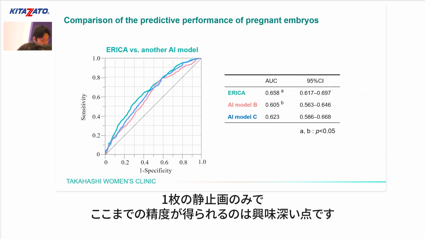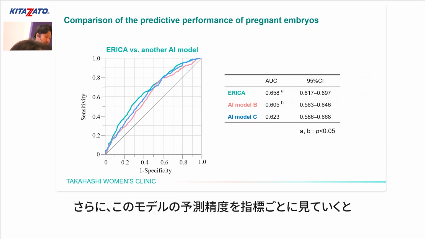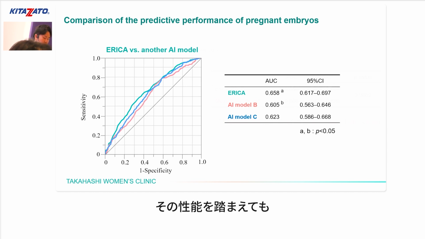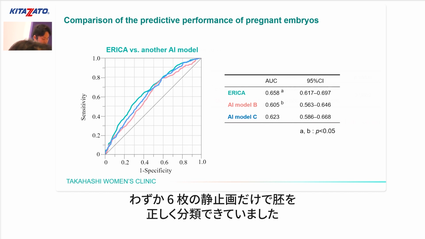It is very interesting that while AI model C uses more than 7,000 time-lapse image sequences for score calculation for each blastocyst, ERICA showed comparable performance in predicting pregnant embryos with only a single-shot blastocyst image.